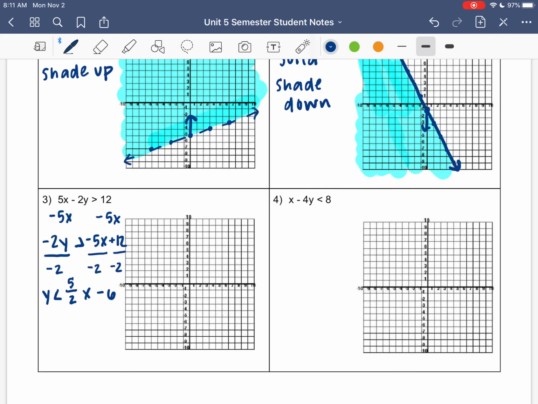So I'm going to put my y-intercept at -6. My slope is 5/2, so I'm going to go up 5 and over 2. Do that a couple times. And then I've got to make my decisions about dotted or solid line. For this one, we would pick a dotted line because our symbol is less than. It does not have the line under it, so we're going to connect these with just a dotted line.